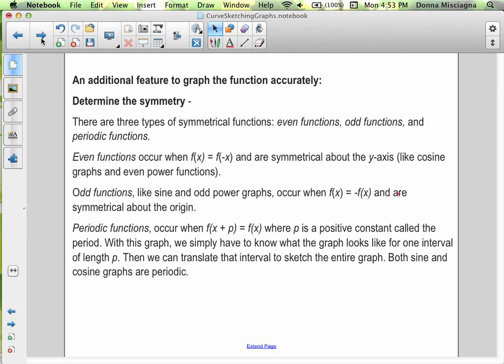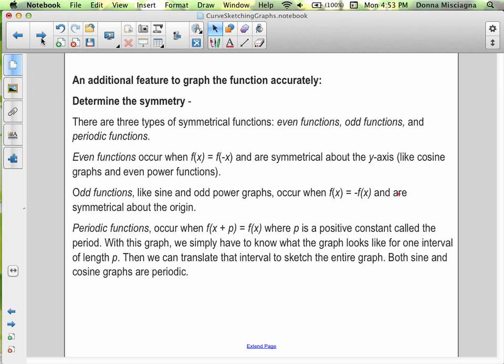An additional feature to graph the function accurately: determine the symmetry. There are three types of symmetrical functions: even functions, odd functions, periodic functions. Even functions occur when f of x equals f of negative x and are symmetric about the y-axis, like cosine graphs, and y equals x squared, and y equals x to the fourth. Odd functions, like sine and odd power graphs, like f of x equals x cubed and x to the fifth, occur when f of negative x equals negative f of x.